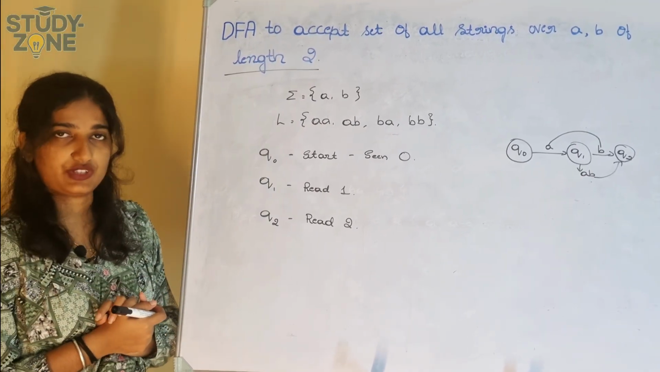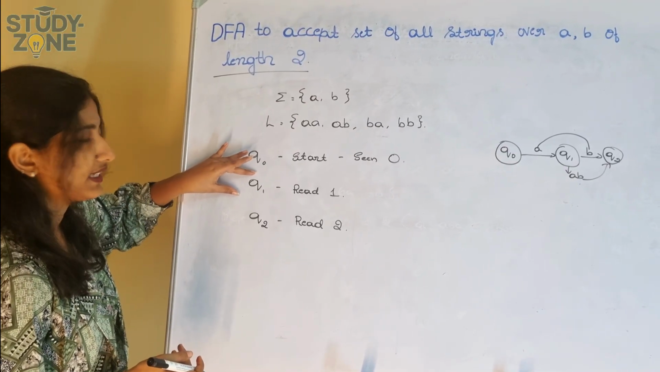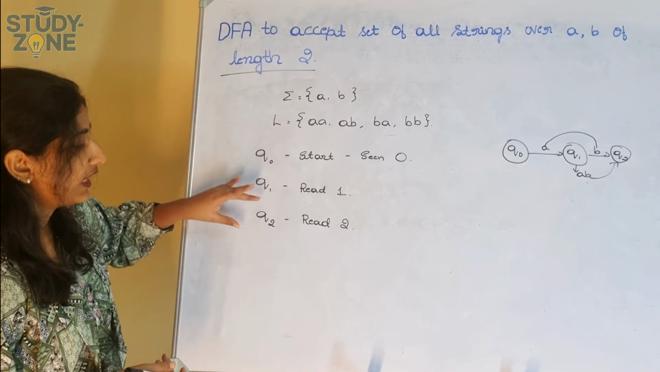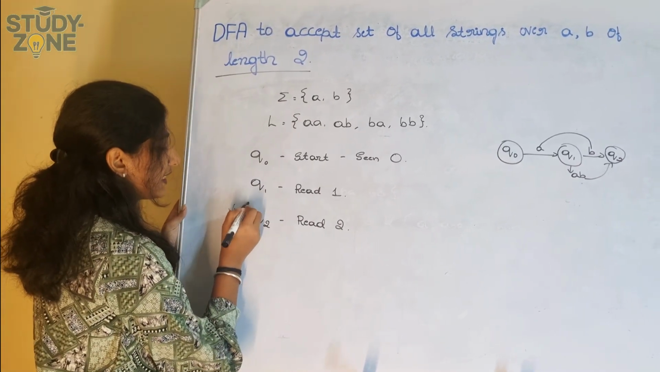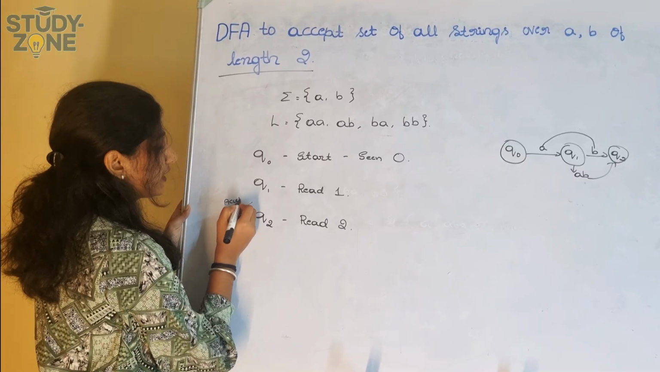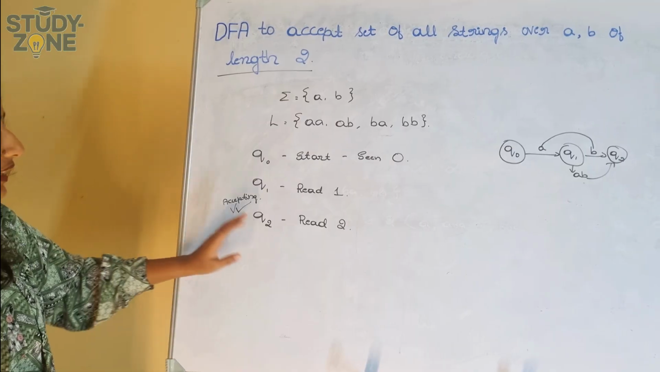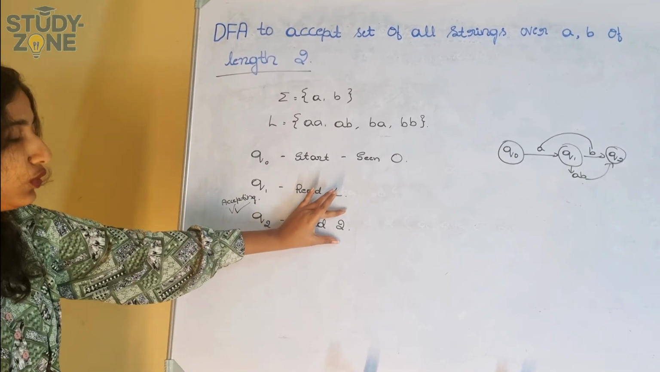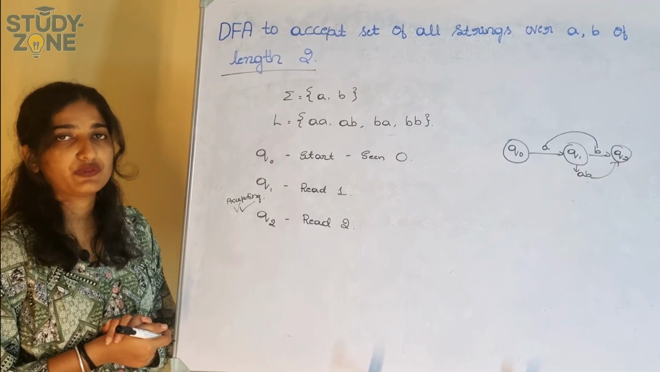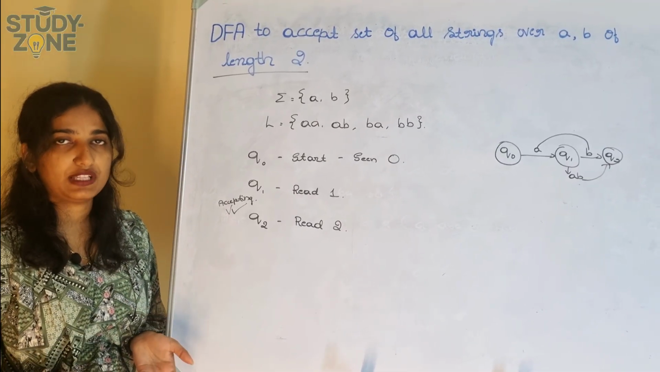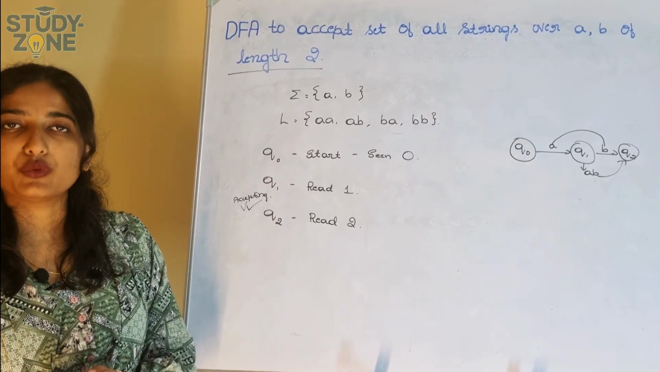Now I have a question: what to do here? If 1 symbol is read, we will be in state Q1. If 2 symbols are read, we will be in state Q2. So this is the accepting state. Why? Because we have to construct a DFA that accepts exactly 2 symbols of a and b. Now my question is, what to do if we get more than 2 symbols? If I get more than 2 symbols, I should move to a dead state.